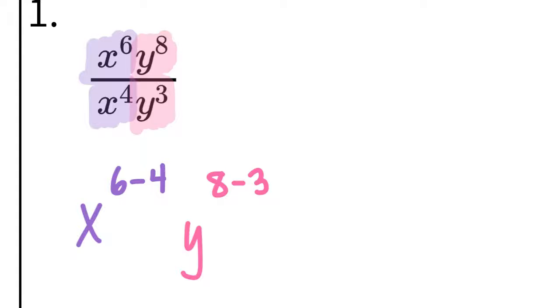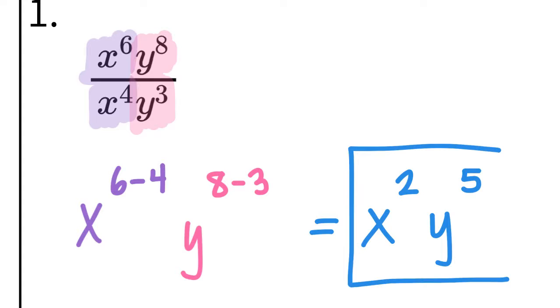So now let's just go through and simplify everything that I have there. X to the 6 minus 4 is 2, and y, 8 minus 3 is 5. So this would be my final answer. Okay, let's look at our next problem.